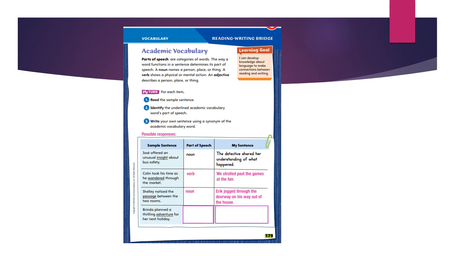The last sentence: Brenda planned a thrilling adventure for her next holiday. So, adventure, is it a noun or a verb, or what part of speech? Excellent, I can hear you right now. It's a noun. And the sentence is, they would never forget their experience camping in such a remote area.